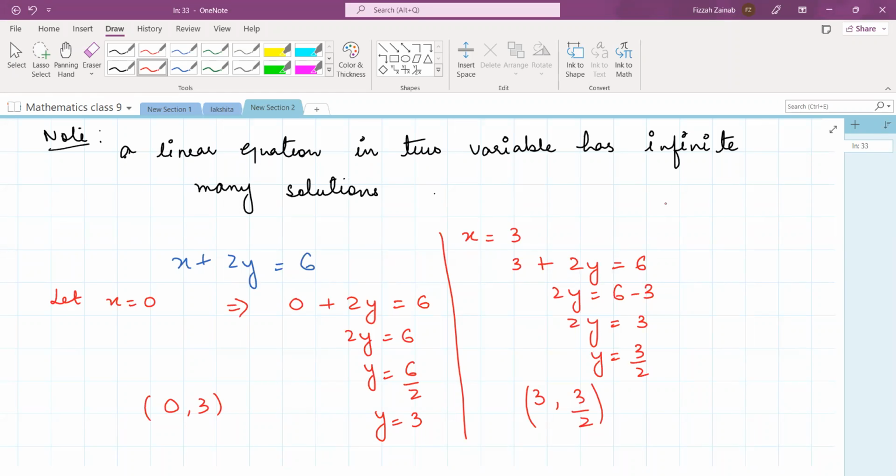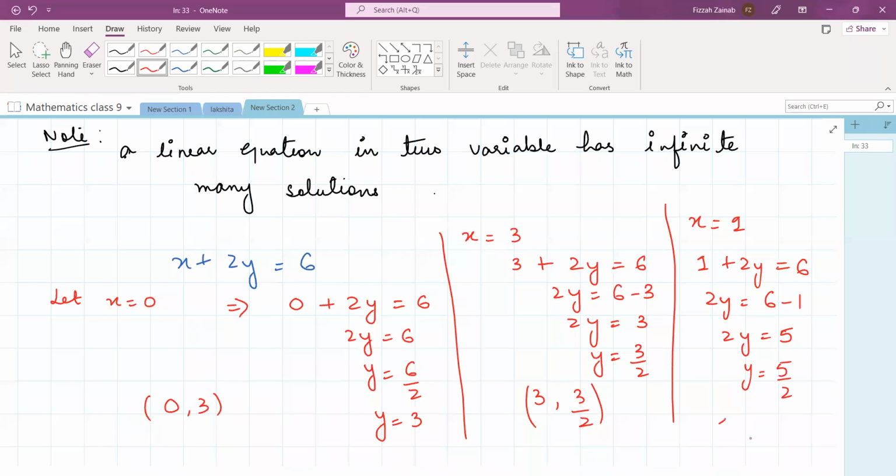Any value you can take. Let's take x is equal to 1. Put 1 in place of x in x plus 2y is equal to 6. So that means 2y is equal to 6 minus 1, so 2y is equal to 5. So y is 5 by 2. So x is 1 and y is 5 by 2 is another pair of solutions. This way we can find an infinite number of solutions for this linear equation in 2 variables. Understand?